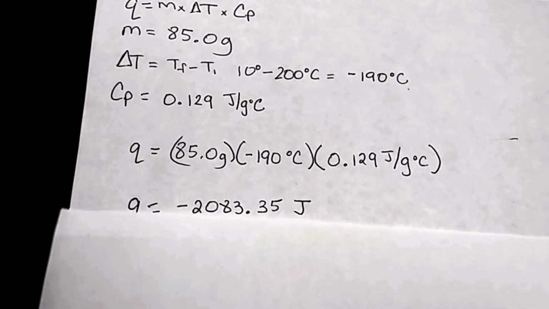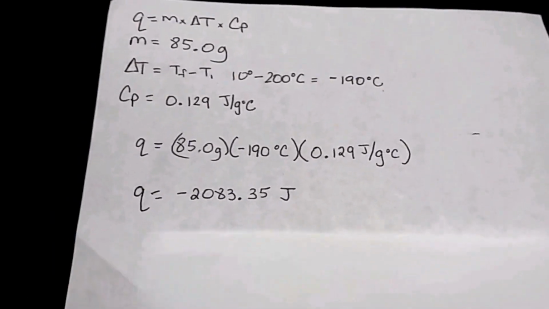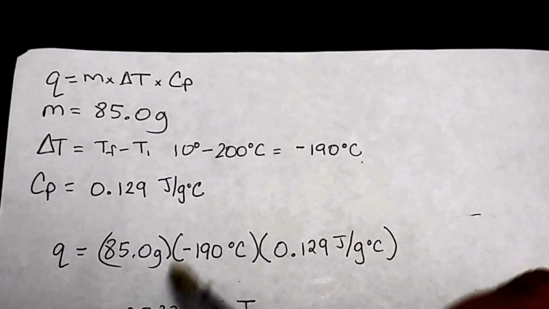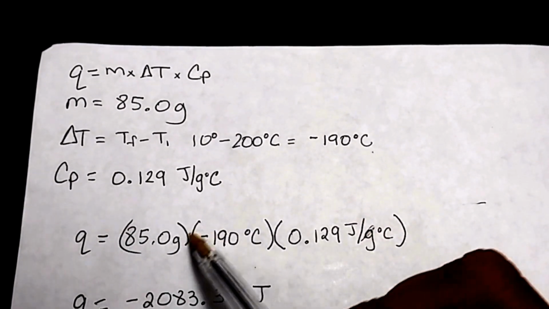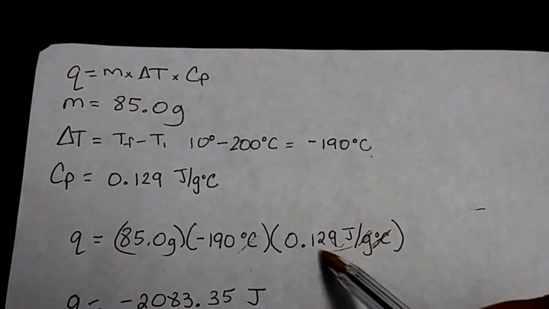Once you do that, you're going to get a total of negative 2083.35. And remember that the unit is joules. And one of the reasons why the unit is going to be joules is because this gram is going to cancel with this gram right here. And then this Celsius is going to cancel with this Celsius right here, and then the only thing left over is joules.